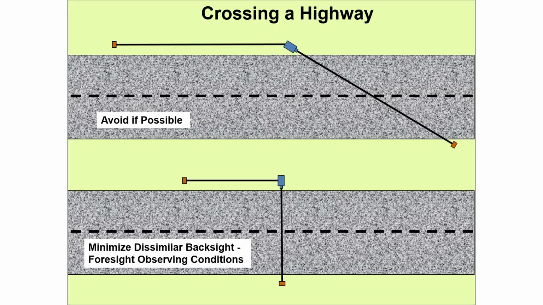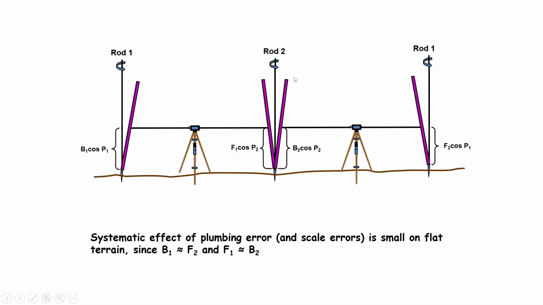You can see that in this case, crossing the highway with a leveling line makes much smaller errors than in this case. Systematic effect of plumbing error and scale errors is small on flat terrain.